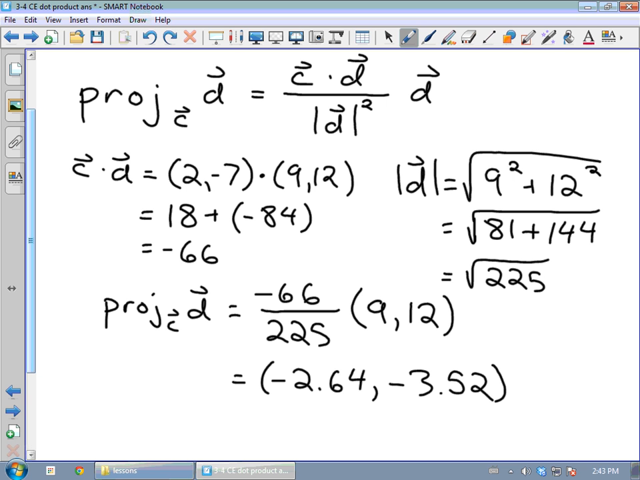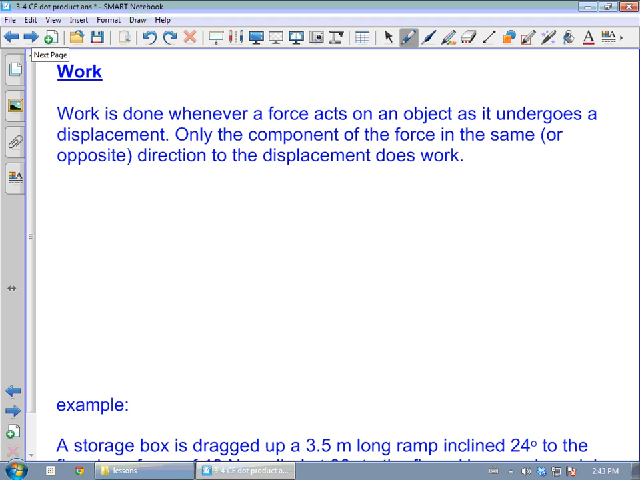Okay, our last application here is the concept of work. Now, you've probably encountered work before if you've done physics. I've just put the definition of work up here. Work is done whenever a force acts on an object as it undergoes a displacement. Only the component of the force in the same or the opposite direction to the displacement does work. So here we have the idea that we're only interested in the component of the force that is in the same direction as our other vector, our displacement vector. So this is where the dot product comes in.